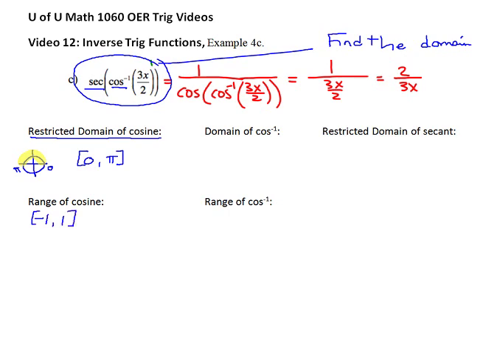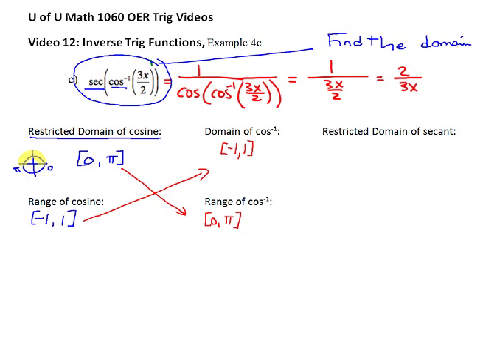An important property of functions and their inverses is that here we're going from inputs to outputs, and when we go in the reverse, -1 to 1 become the new inputs, and 0 to pi become the new outputs.